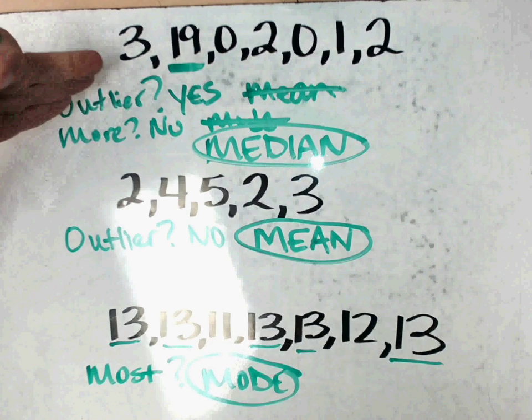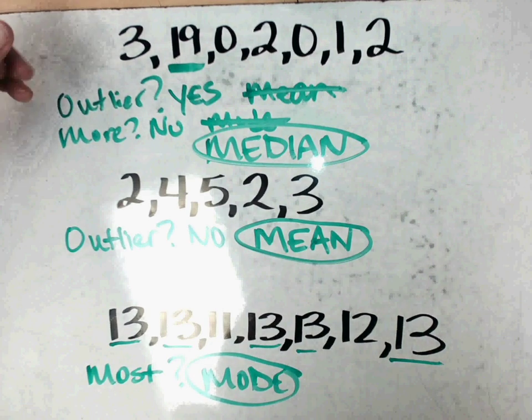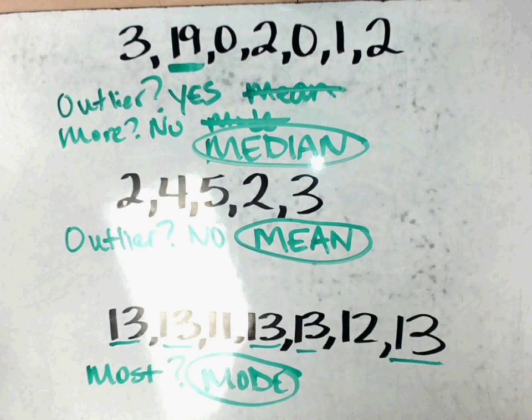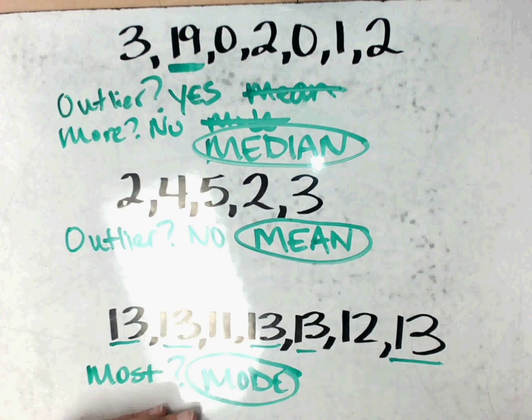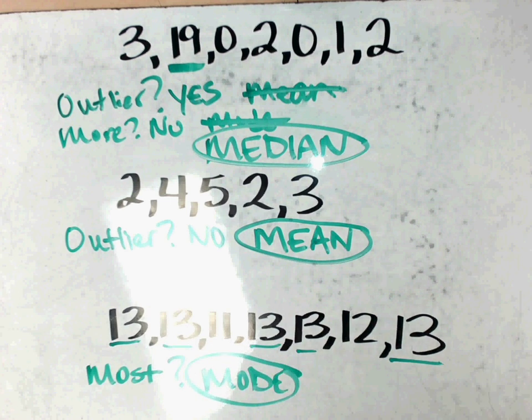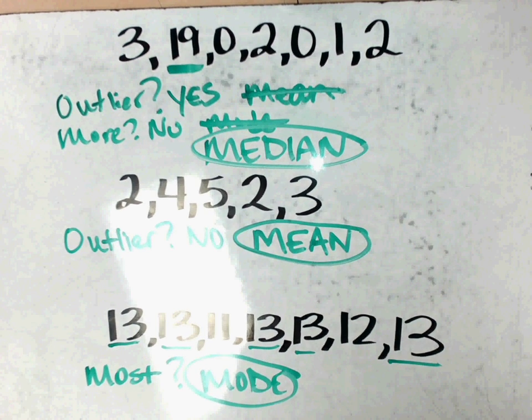So there are 3 instances. In this one we use the median, because we couldn't use the mean or the mode. In this one we use the mean because there was no outlier. And in this one we use 13, the mode, because it was repeated way more than the rest of them. So those are when you use the appropriate central tendencies or measures.